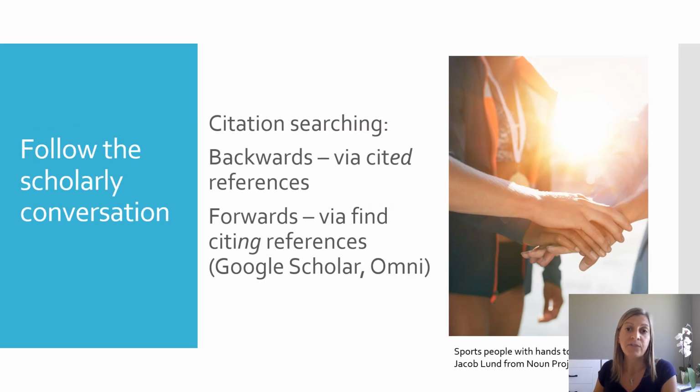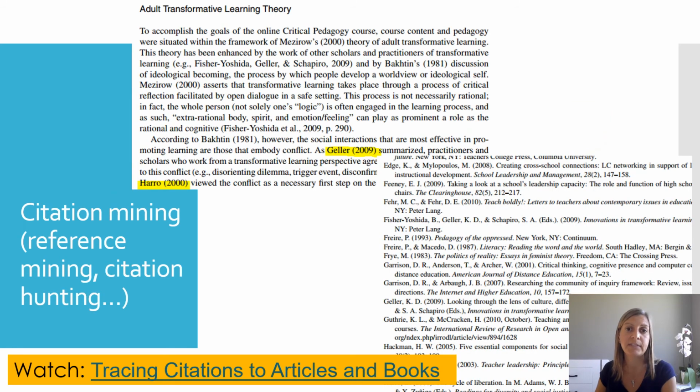Go beyond just searching by citation searching. You can do this backwards by looking at cited references in an article, or forwards by looking at who has cited it. So citation mining means looking up the articles or authors or books that have been cited in the original article that you're looking at.